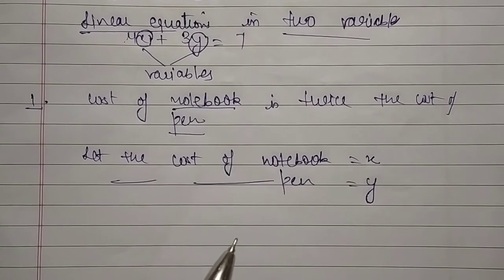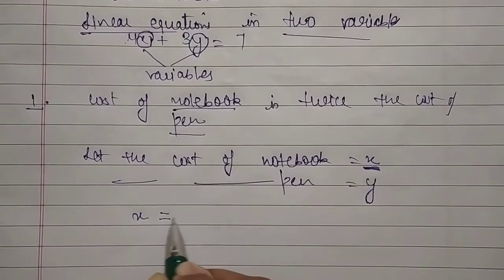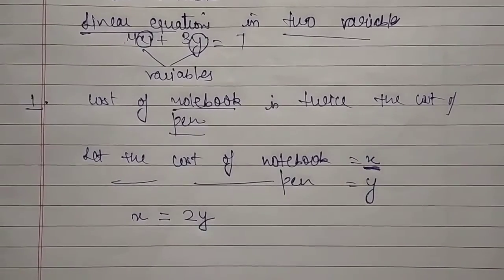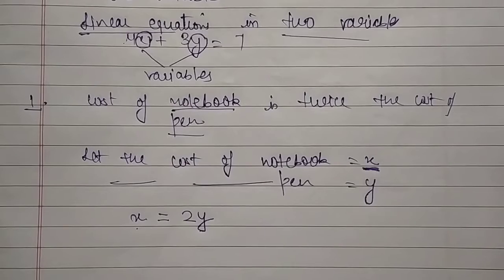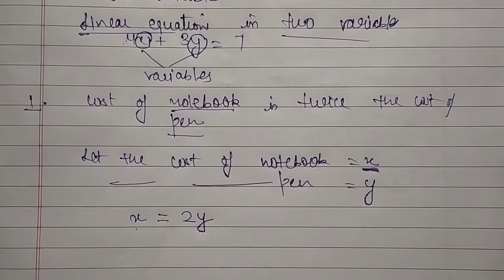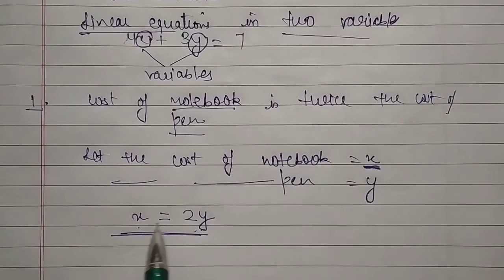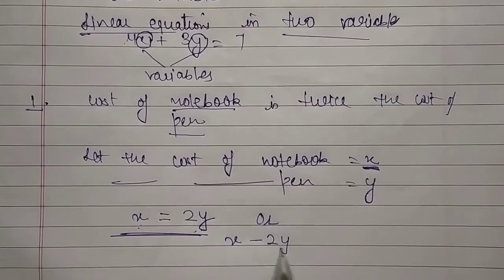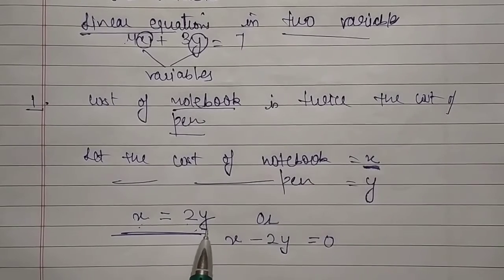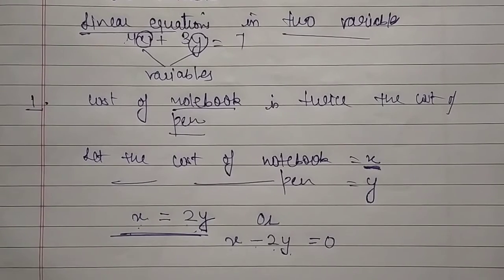Now again we will read the question. The cost of a notebook, which is x, is twice the cost of a pen. Write a linear equation in two variables to represent this statement. We have to write the linear equation. So this is the linear equation in two variables, x is equal to 2y, or we can also write it as x minus 2y is equal to 0, because 2y on the right hand side, when it comes to the left hand side, will become minus. x minus 2y is equal to 0. So this is the first question.